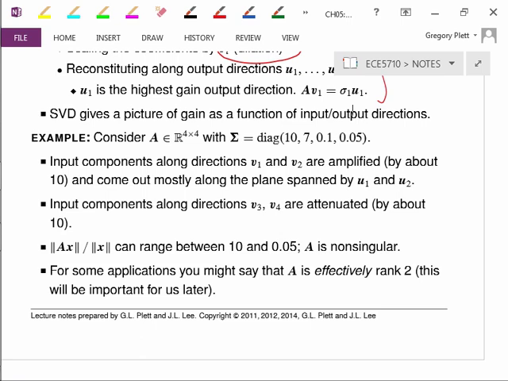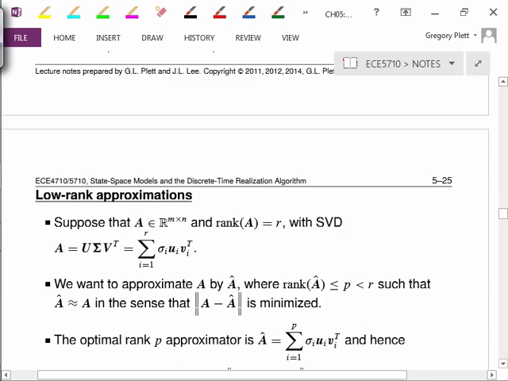If I form my Hankel matrix in my Ho-Kalman algorithm, I would, in some cases, end up with a system that is of very high order, but it's effectively a very low order. So if I can find a way to find an approximation to that Hankel matrix that is a low order approximation that still works really, really well, that is a very valuable insight. That's something very valuable to do. Let's look a little bit more at this.